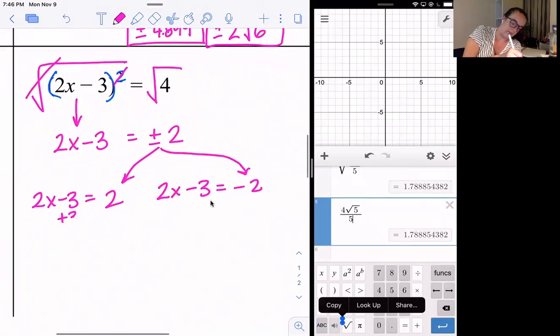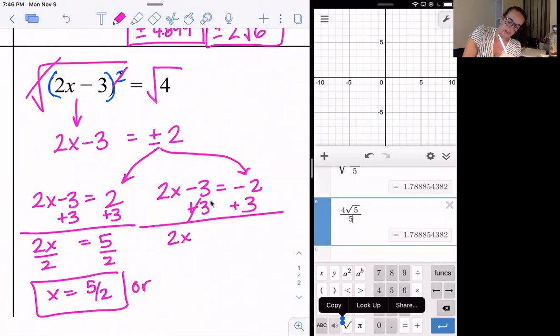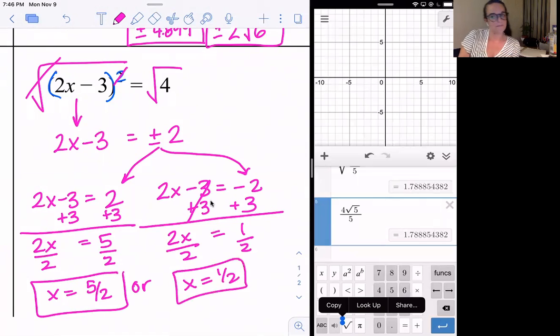I'm going to go ahead and add 3 on both sides. 2x equals 5, divided by 2. X equals 5 halves. Or add 3. 2x equals 1. X equals 1 half. Just like that. Right, so this is what we can do if we have parentheses and it's squaring an entire number of terms together. Okay.